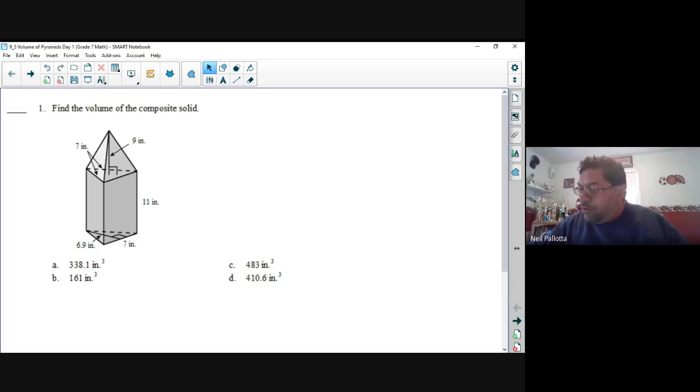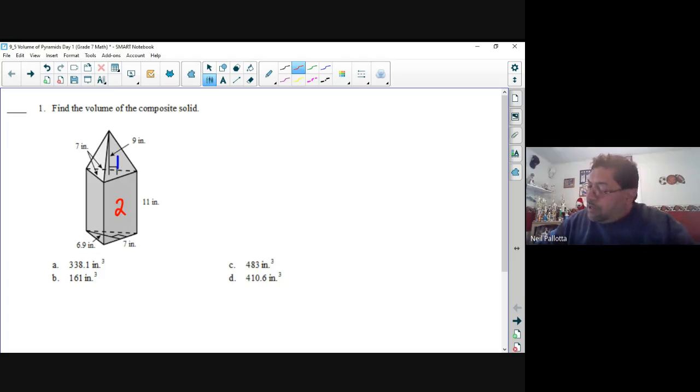All right. So when we do a problem like this, normally I like to start off by numbering figure 1, and we'll call this figure 2. Figure 1 will be the triangular pyramid, and figure 2 will be the triangular prism. All right.